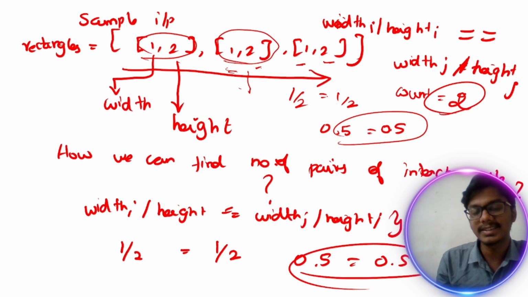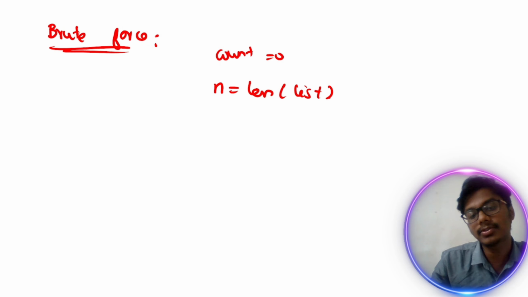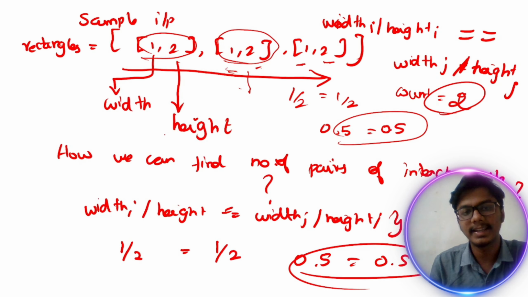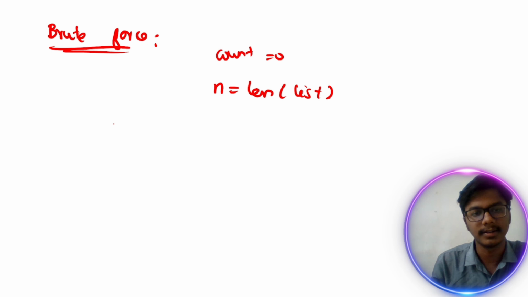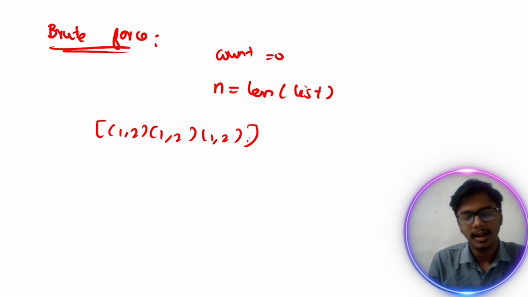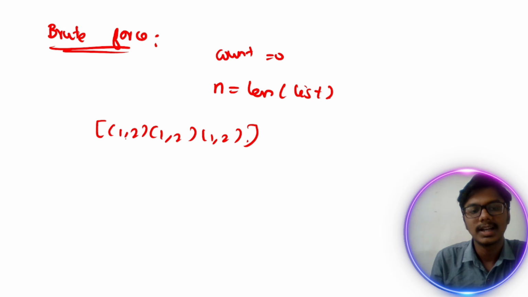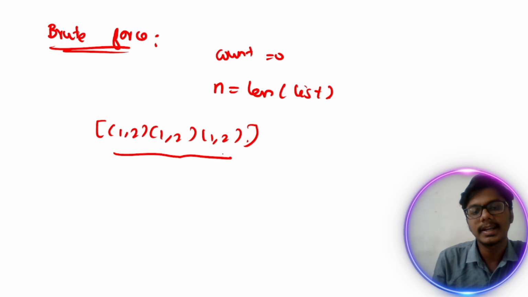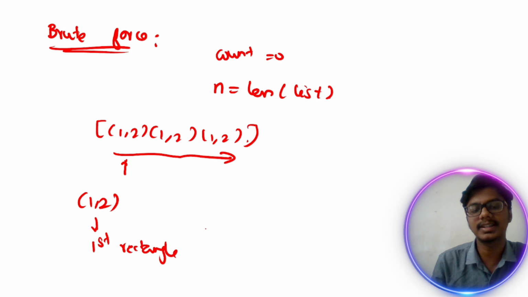After finding the length of the list, I iterate through it. I initiate the pointer called i. Consider I'm writing here 1,2, 1,2, 1,2. This is a sample input, guys, and it is not available in the question. Then I iterate through the entire array, and this is to be considered as i. After iterating, I got 1,2, which is to be considered as the first rectangle.